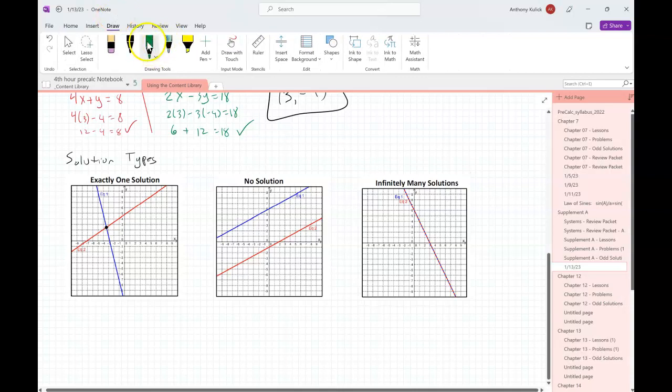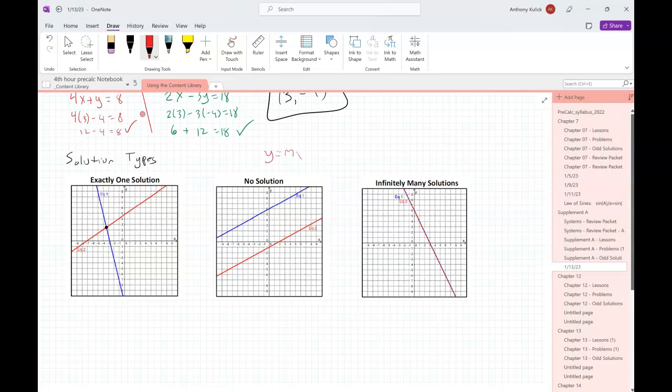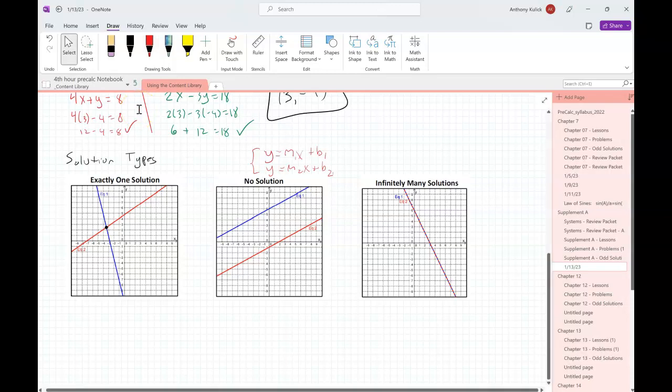Now, if we say our system is written in slope-intercept form, where my first equation is y equals m1x plus b1, and y equals m2x plus b2 is my second equation. What can I say about the slope and y-intercepts if there's infinitely many solutions? What can I say about those two lines?